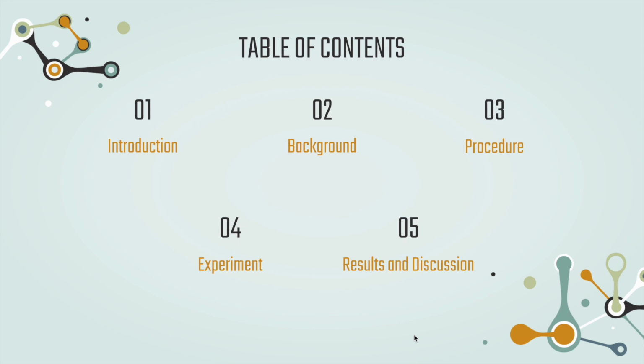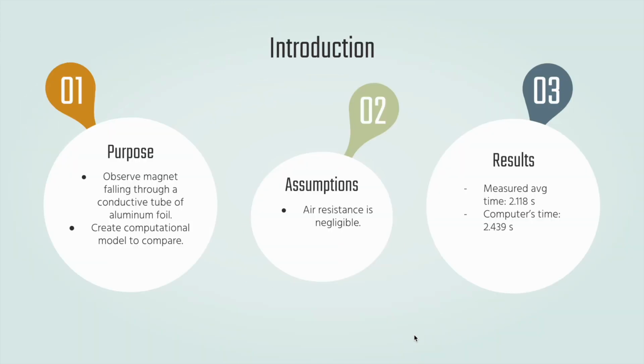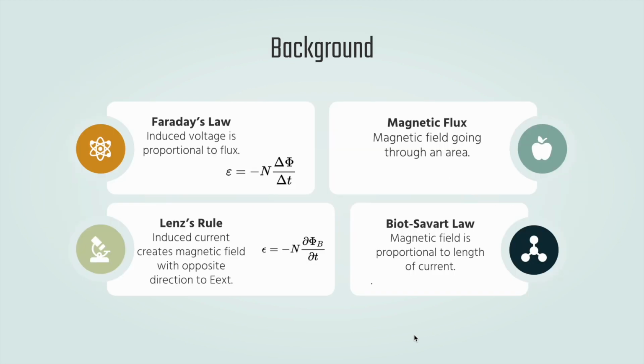So to start, this is a general overview of what I'm going to be talking about, and I'm going to start with the introduction. The purpose of this experiment is to observe a magnet falling through a conductive tube of aluminum foil and then create a computational model to compare against the measured times we took. This is under the assumption that error resistance is negligible. Some of the results I got: the measured average time falling inside the tube was 2.118 seconds, and the computer code's time was 2.439 seconds.